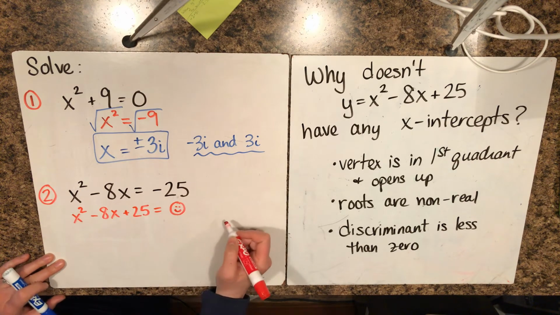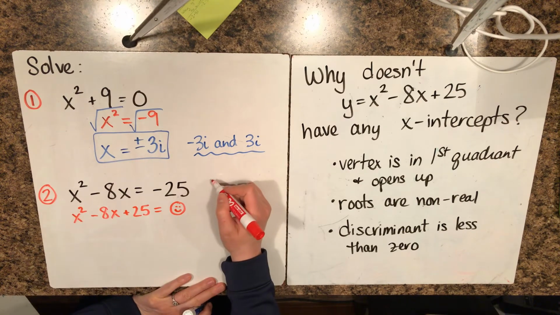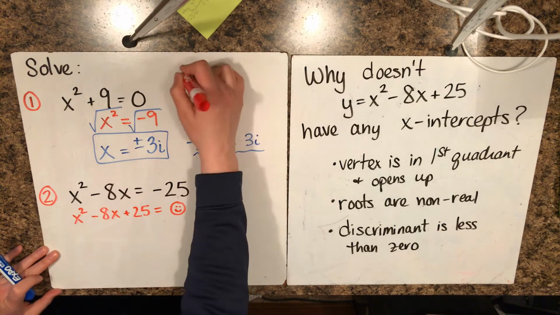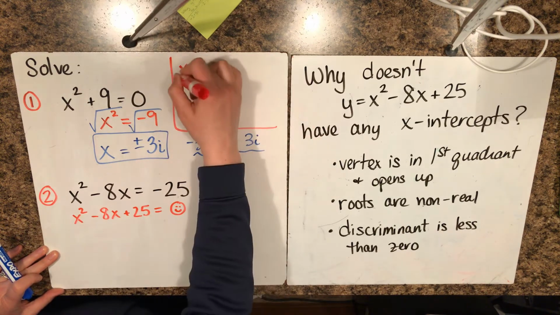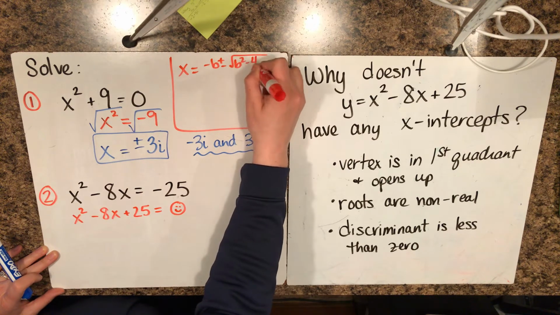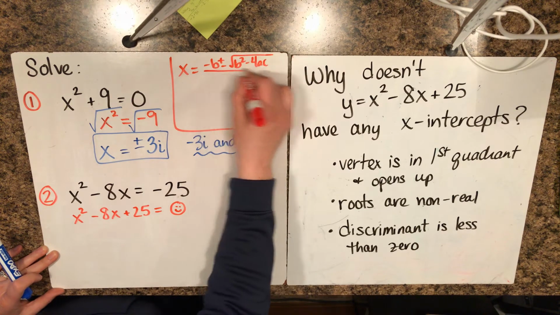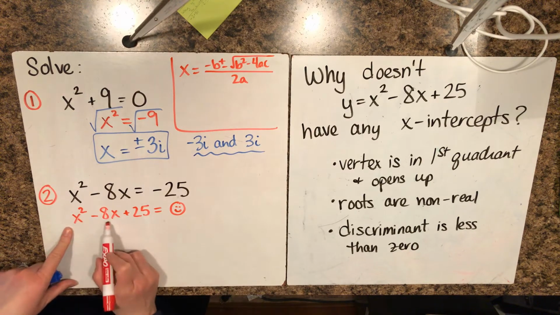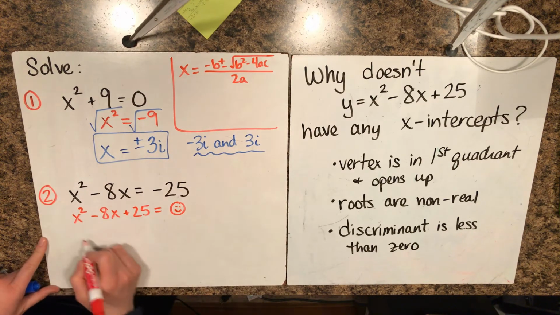Okay, now everything from here on out really is going to be using open notes, so you might as well have the quadratic formula written down and know how to use it. Okay, so the quadratic formula: negative b plus or minus square root b squared minus 4ac all over 2a. Okay, so in this case, a is 1, b is negative 8, and c is 25.